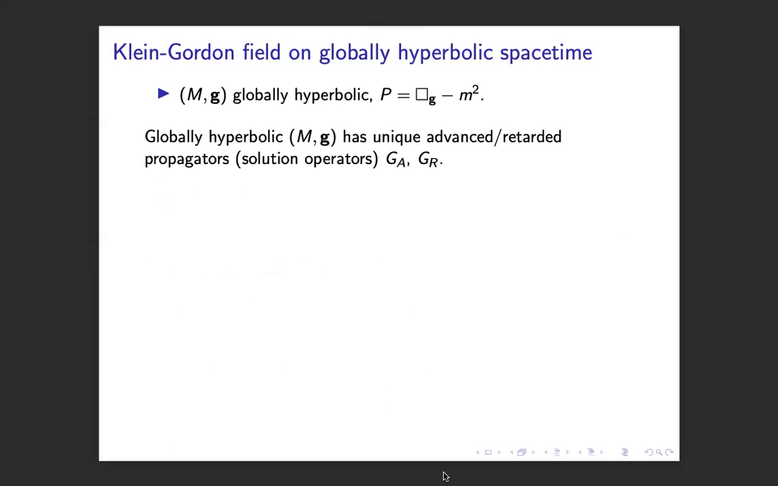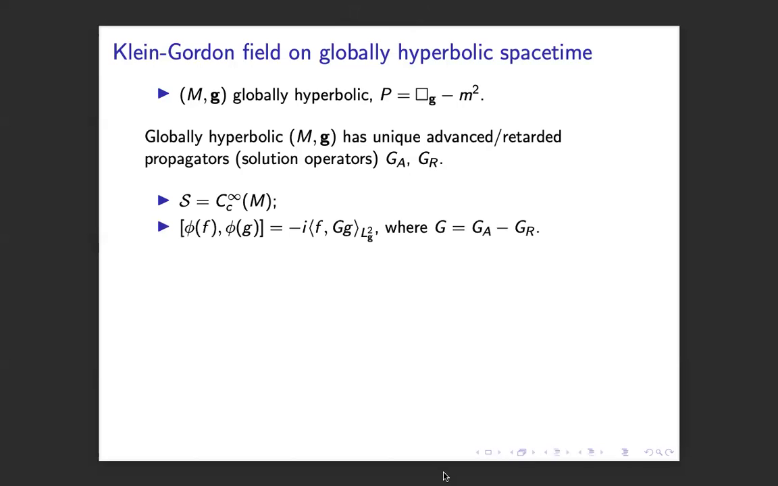Okay. So now I'll go over the basic example of the most commonly described quantum filters. This is the Klein-Gordon field on a globally hyperbolic spacetime. Globally hyperbolic spacetimes have unique advanced and retarded propagators for the Klein-Gordon equation, which we think of as solution operators, inverses for this operator. And so we'll take the space of test functions to be the compactly supported smooth functions.